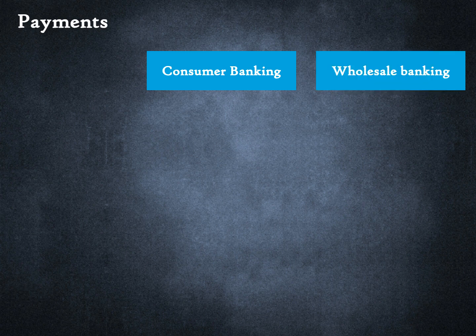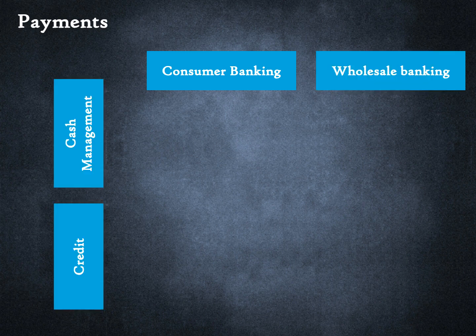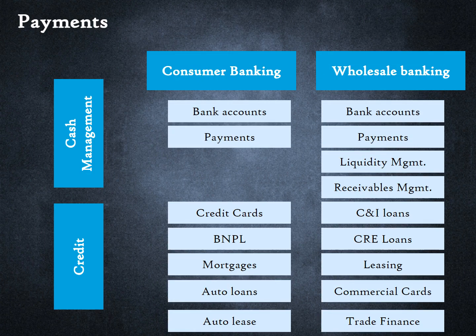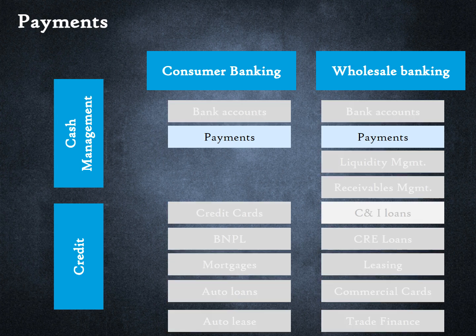In the previous lessons, we learned that consumer banking products are sold to individuals and wholesale banking products are sold to businesses. They are grouped into cash management and credit products. Payments can be thought of as a horizontal product that cuts across both consumer and wholesale banking. In this lesson and next, we will do a deep dive on payments.